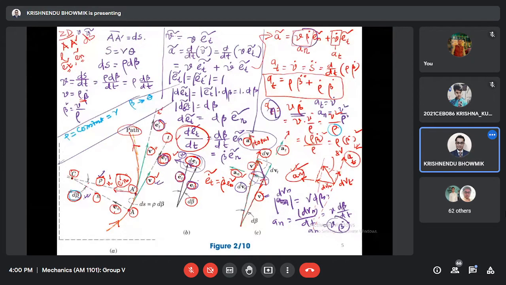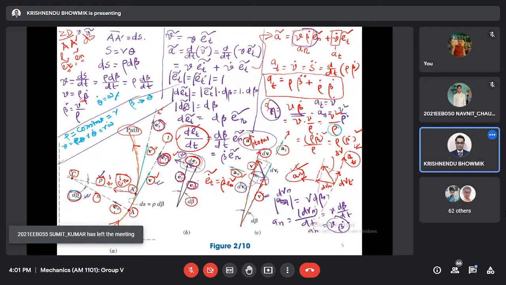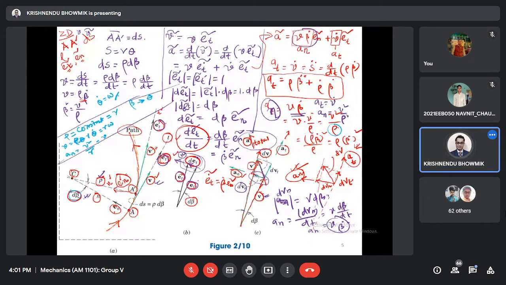Then what are we getting? Velocity v equal to rho theta dot, so r theta dot. And theta dot, somebody in 10 plus 2 will write as omega, correct? So it was r omega. And an equal to v square by rho, v square by r, or maybe r theta dot square, or maybe v theta dot, and at equal to v dot equal to r theta dot.